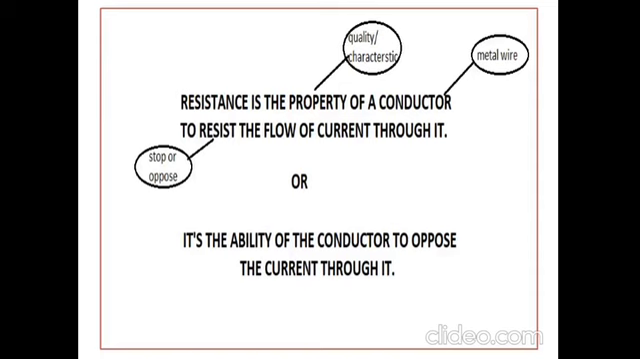Let's define resistance. Resistance is the property of a conductor to resist the flow of current through it. Property means quality. Conductor can be a metal wire. Resist means to stop. Or you can say resistance is the ability of a conductor to oppose current through it.